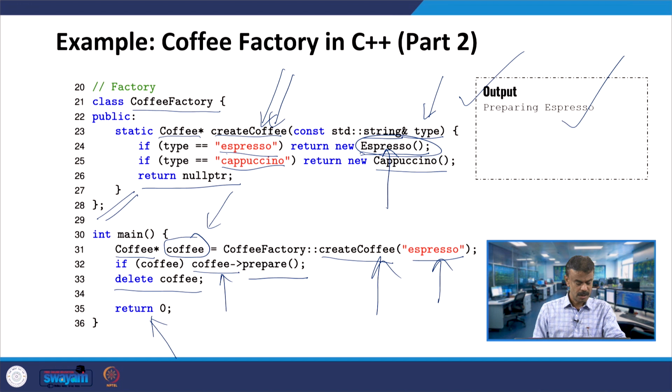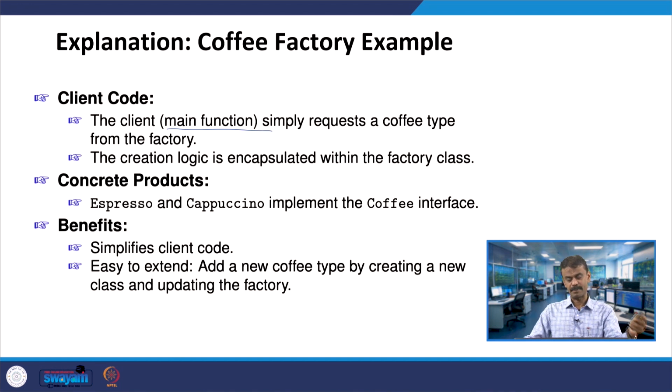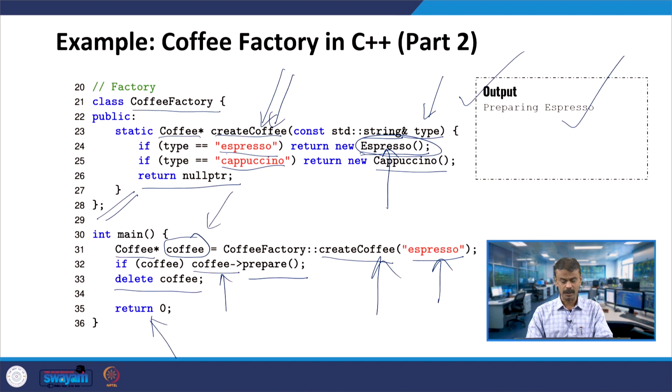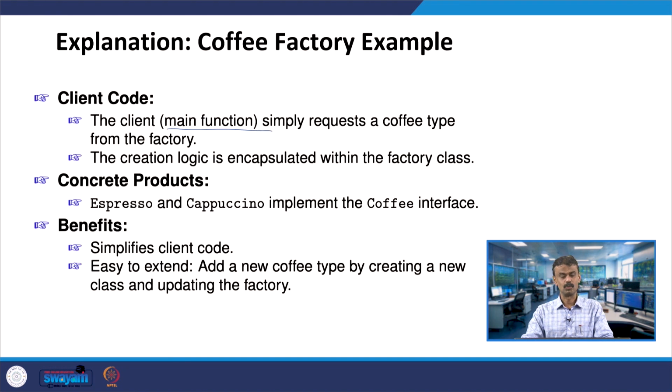So, this is what I am talking about in the theory, right. Espresso and cappuccino implement the coffee interface, or inherit from the abstract class, right. So, what are all the benefits? It simplifies the client code, the main function. In the main function you are just ordering: you are asking to make a coffee, espresso, all right. That is what simplifies the client code, and it is easy to extend, all right.